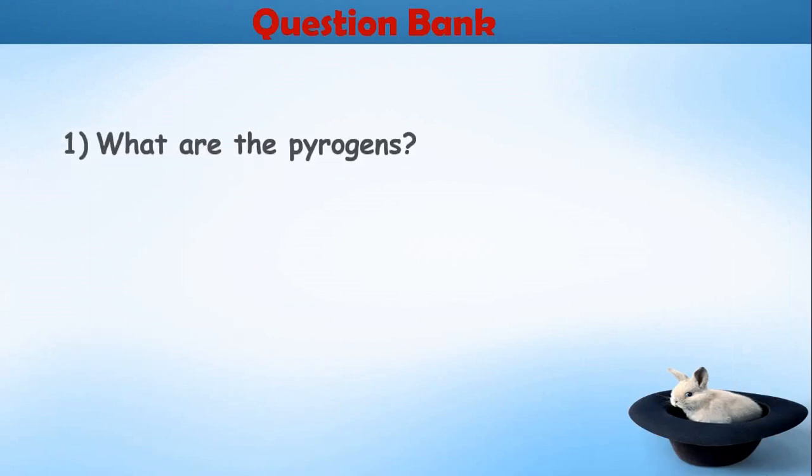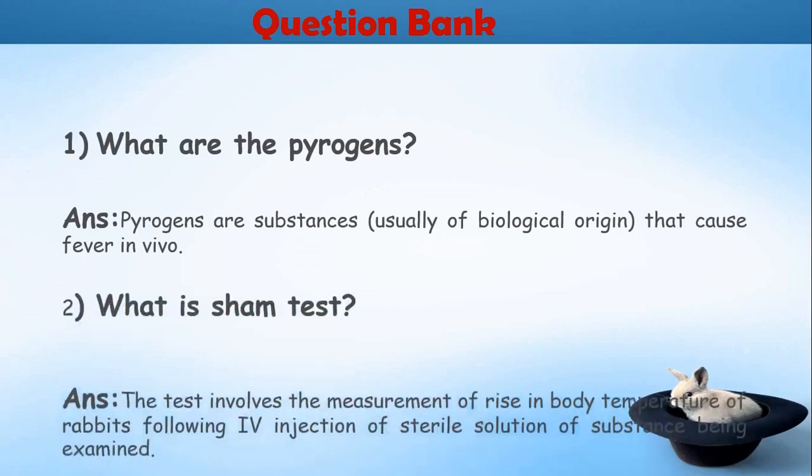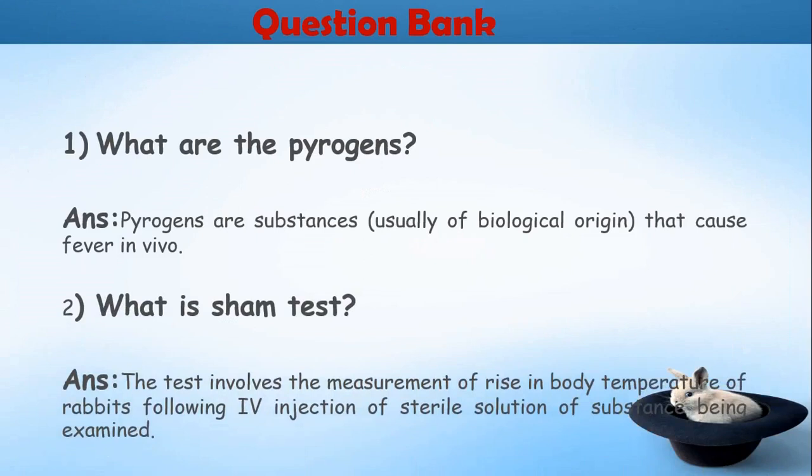Next is the question bank. First question, what are pyrogens? The answer is, pyrogens are substances that cause fever in vivo. The second one is, what is the sham test? The test involves the measurement of the rise in body temperature of rabbits, following intravenous injection of a sterile solution of the substance being examined.